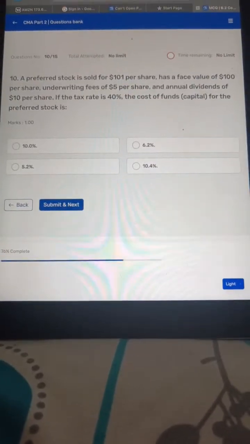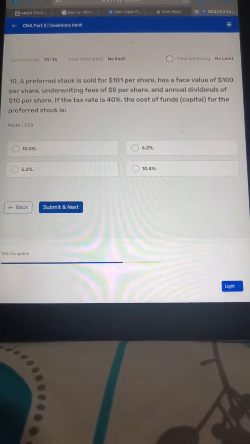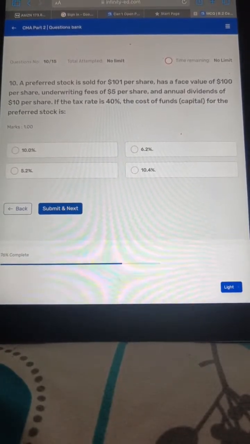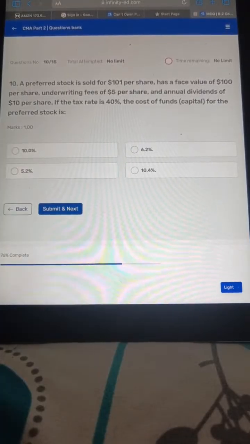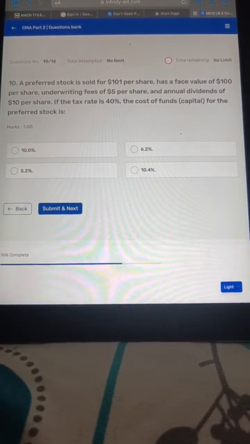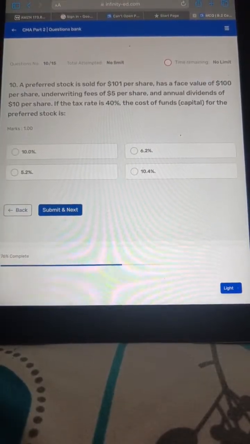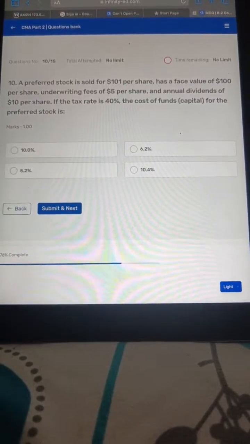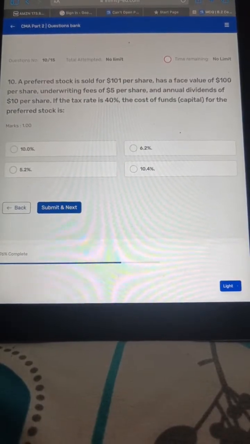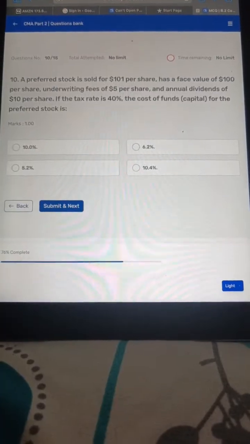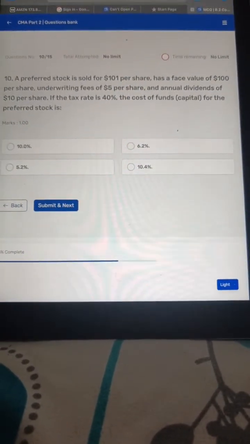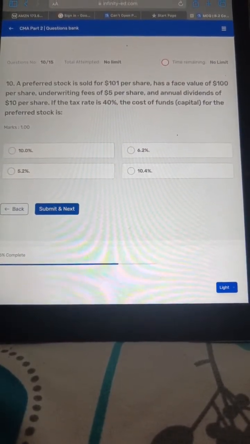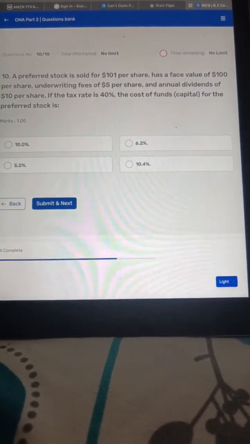Question number 10. A preferred stock is sold for 101 per share, has a face value of 100 per share. Underwriting fee is 5 per share and annual dividend 10 per share. If the tax rate is 40%, the cost of fund, that is capital, for the preferred stock is what?